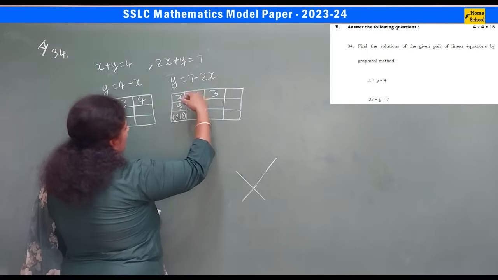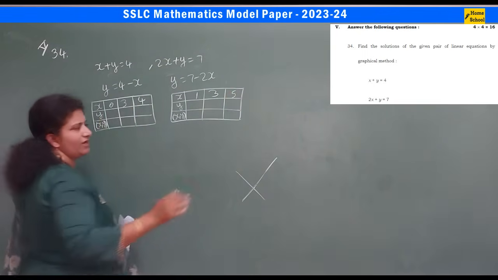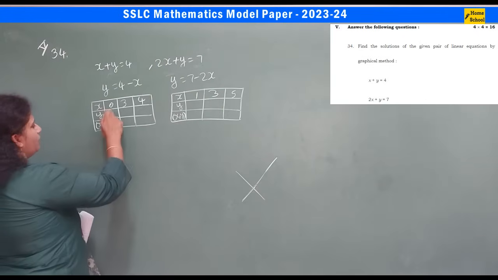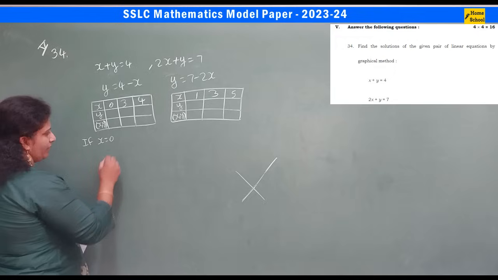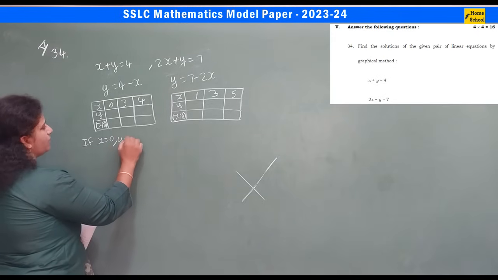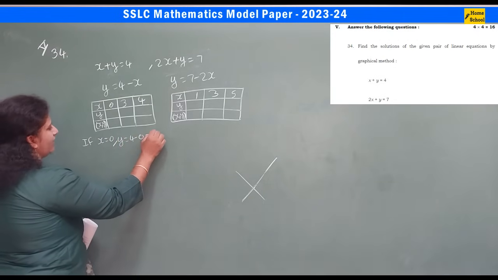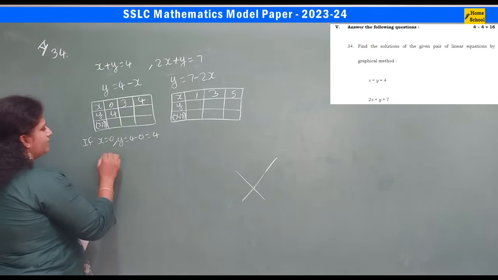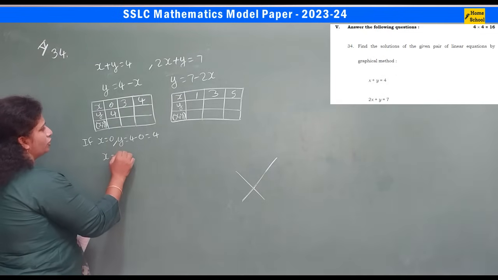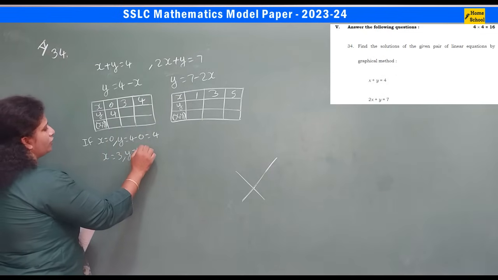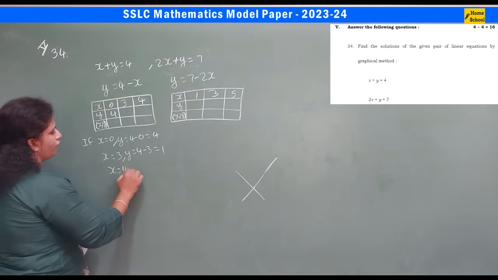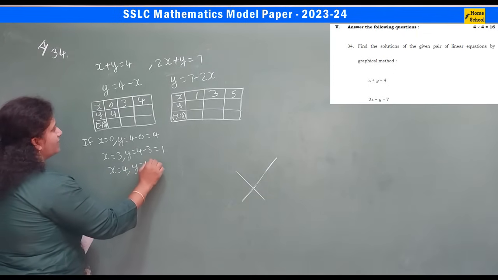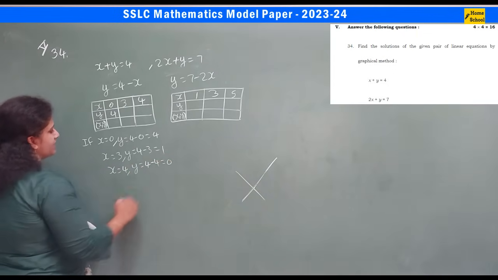If you want, you can take any other numbers also. No problem. Suppose if x is equal to 0, what happens? y is equal to 4 minus 0, that is 4. In the same manner, if x is equal to 3, y is equal to 4 minus 3, that will be 1. If x is equal to 4, y is equal to 4 minus 4, that will be 0.